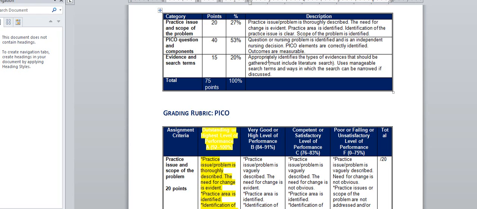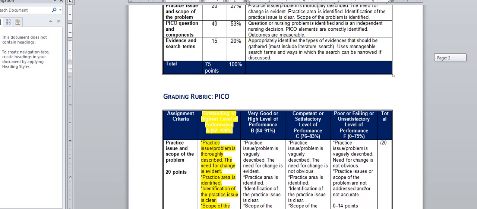And then you'll come down here, you can see evidence and search terms. Now, what type of evidence, how are you going to search for that particular issue? Sorry about that. And that just comes off of that very top piece where you were filling out your worksheet.